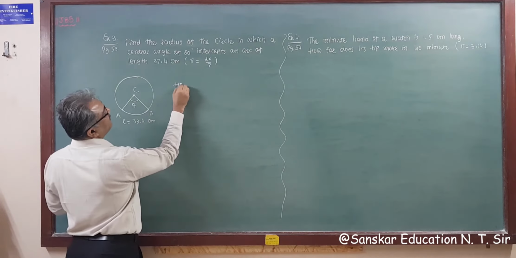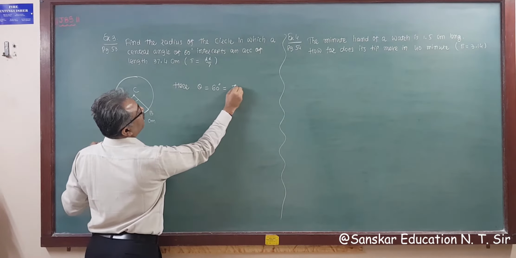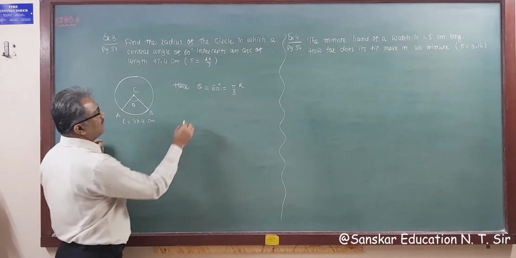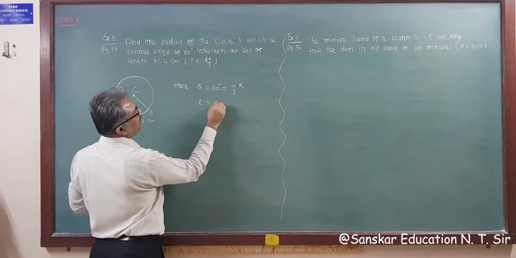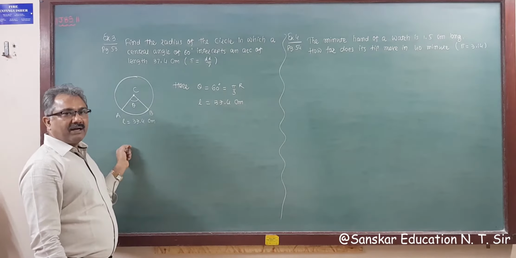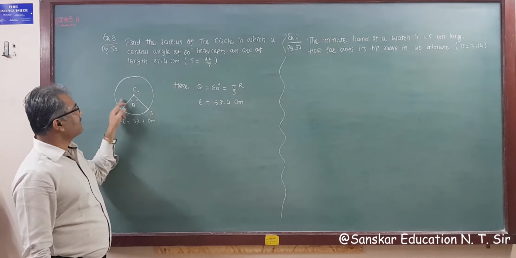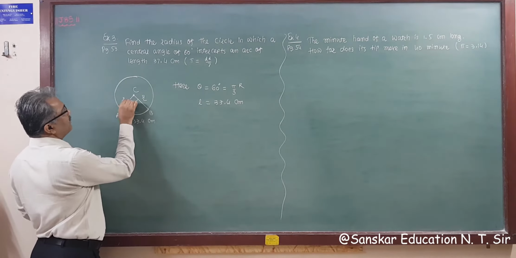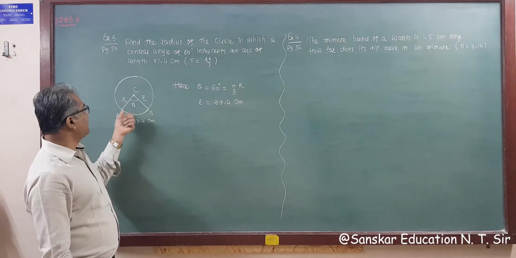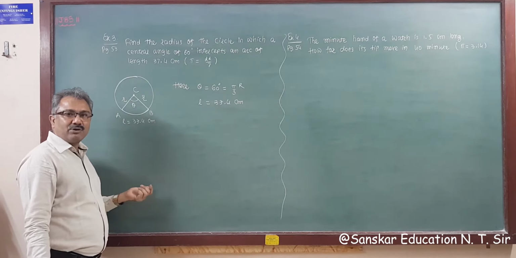So here what is given? Theta is equal to 60 degrees, which is equal to pi by 3 radian, that you know, and length of arc L is equal to 37.4 centimeter. Now we have a formula for this theta, L and radius of the circle. We have to find out the radius of the circle, that is, we have to find R. The relation between theta, L and R is L is equal to R theta, or theta is equal to L upon R.